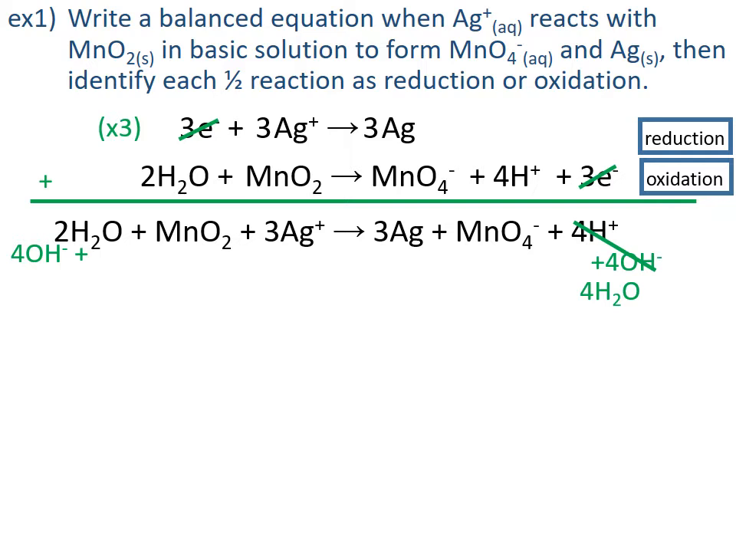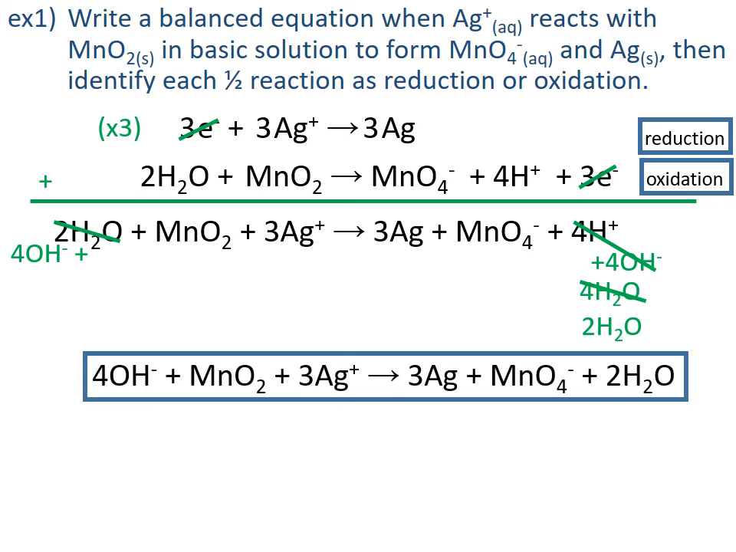Now I get rid of the duplicate waters on either side. I have 2 on the left, 4 on the right, so I can get rid of 2 water molecules on either side of the reaction. So those 2 water molecules on the left are gone, and the 4 on the right then become 2.